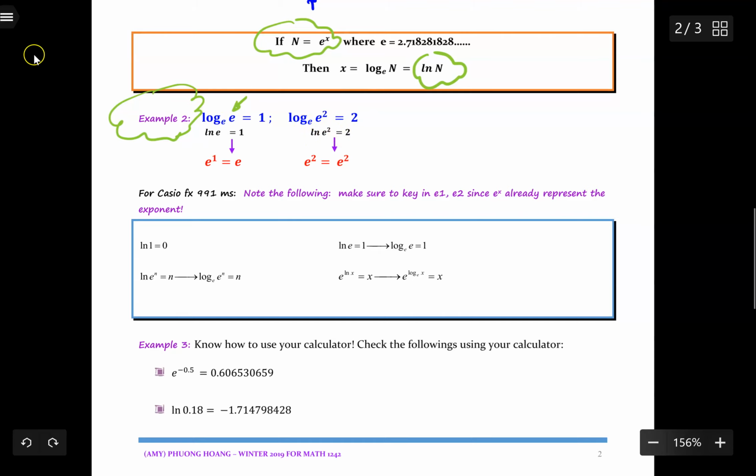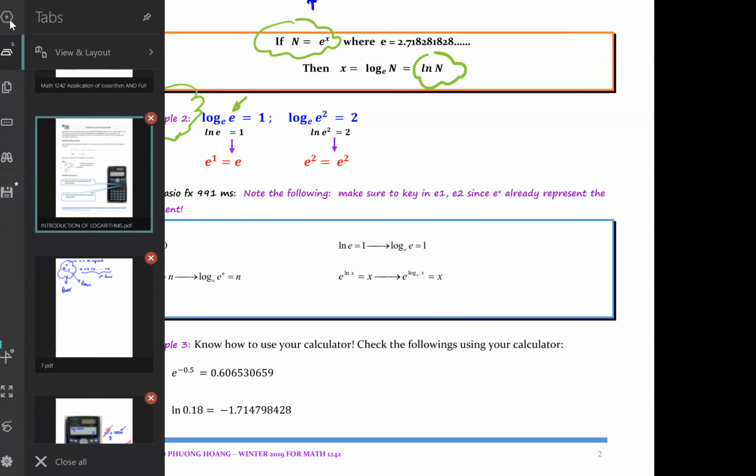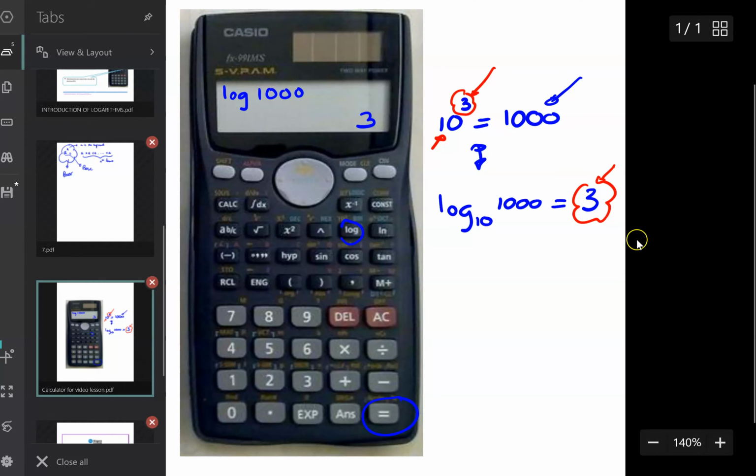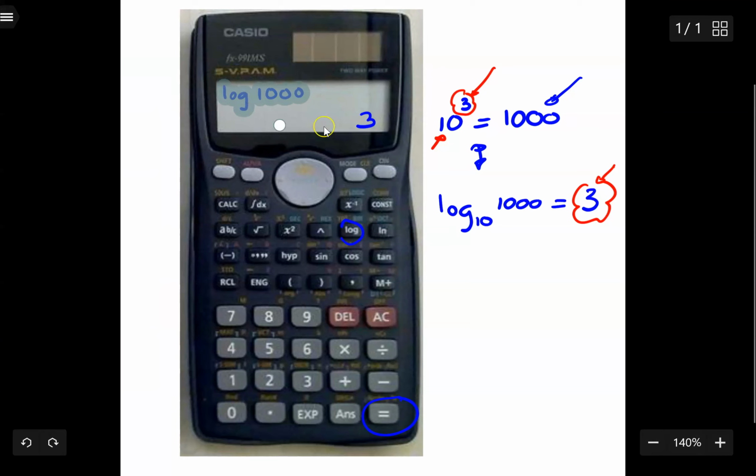Let's try that using our calculator, because it's very easy to make an error in this case regarding how we key the e into the Casio FX991MS calculator.